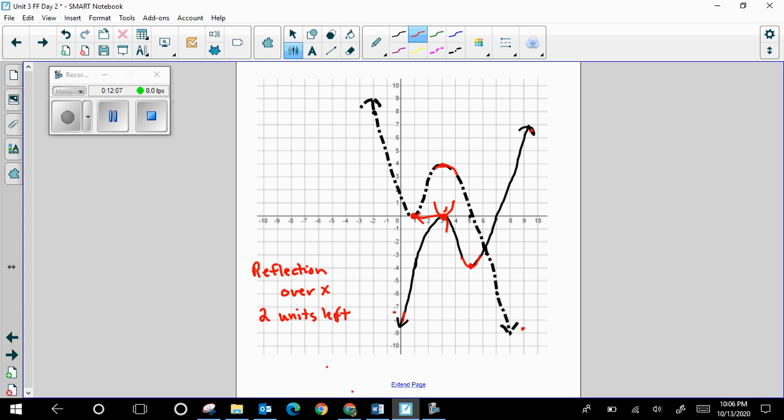So then I can take another point. Let's see what I have, this one. So that one's sitting at 8. So if I reflect that one down to 8, it would be right here. And then I move it 2 places to the left. I'm sitting right there on my graph. So that one you have to be able to see the reflection. So you also could have moved it 2 units to the left first and then reflected it over x.